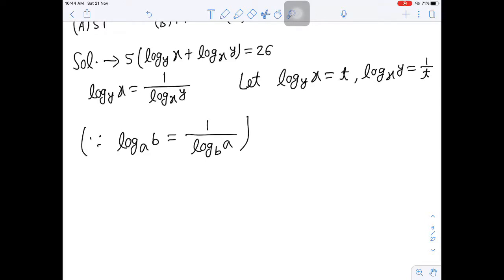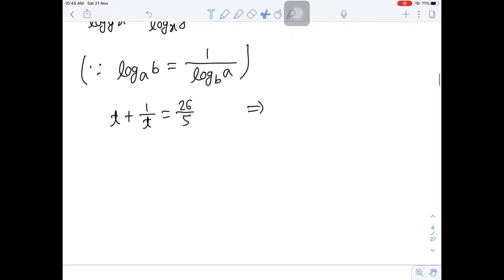Then this equation will become t plus 1 by t, and we can transpose 5 to the right-hand side, so it will become 26 by 5. Now if you take the LCM here, the denominator will be t, and you will get t square plus 1.